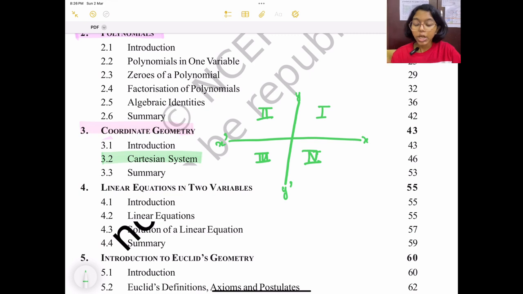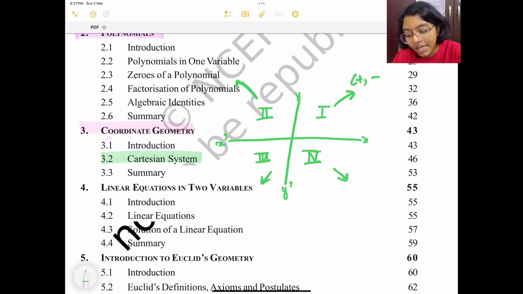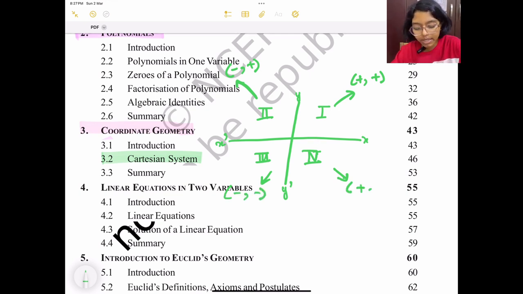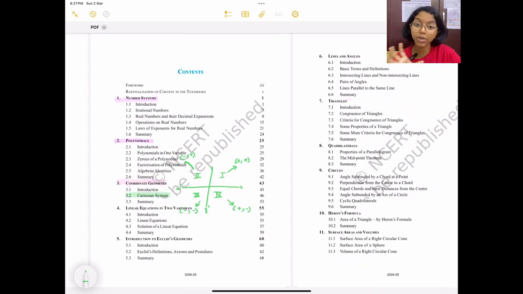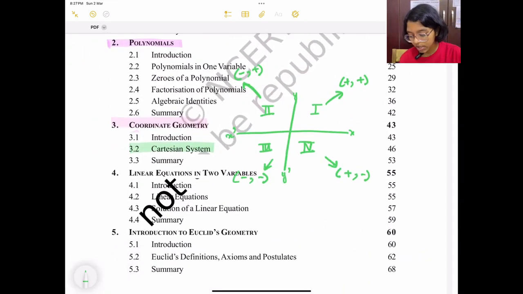So how will you know that? You can identify by looking at the signs. If it is in the first quadrant, the signs would be plus comma plus. If it is in the second quadrant, it would be minus comma plus. If it's in the third quadrant, it would be minus comma minus. If it's in the fourth quadrant, it will be plus comma minus. Clear? So this is all about coordinate geometry, and the rest I think is given in the chapter itself. This is the main thing you need to remember.